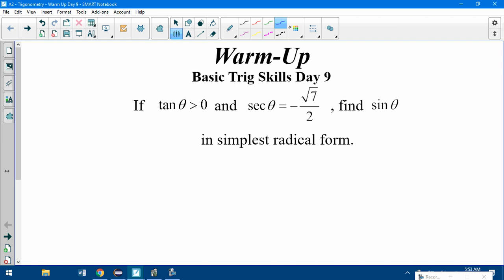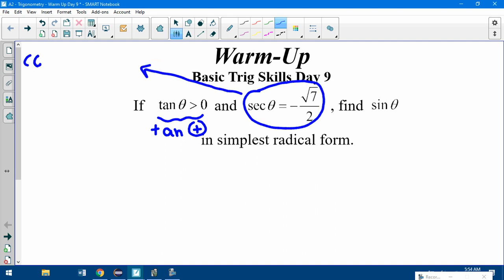Whichever method you use, you've got to figure out what quadrant you're in. So tangent greater than 0 tells you that tangent is positive, and secant equals negative radical 7 over 2. Now just know that that's the same as saying cosine of theta equals what? 1 over negative radical 7 over 2, or just negative 2 over radical 7. Now I'm not going to make that simplest radical form because that's not my final answer. My final answer needs to be in simplest radical form, but that's okay to leave like that.